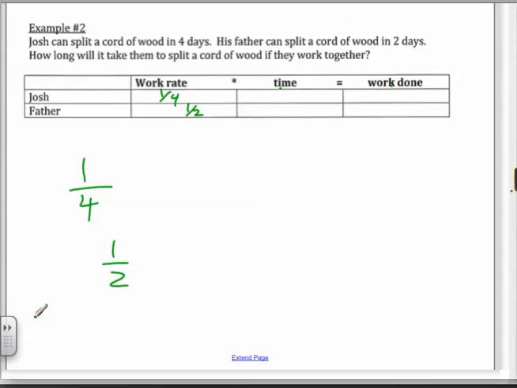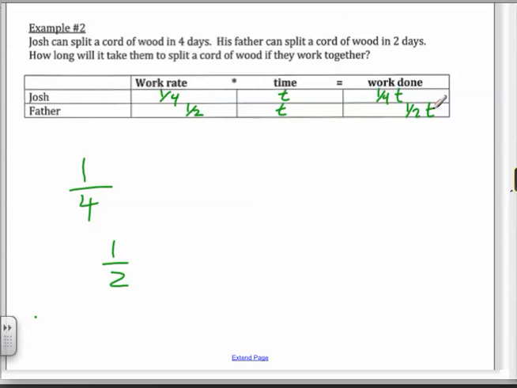Okay? Now, here's the thing. They both are working together. That means they work the same amount of time. You agree? I don't know what the time is. In fact, you know what? I'm not going to write X. I'll write T just because it's time. I should have made those squares bigger. But there you go. So that means that however long they work, Josh did a fourth of the job. Right? His dad did a half. I'm putting T in there now. I'm sorry. 1/4 T. His dad did a half T.